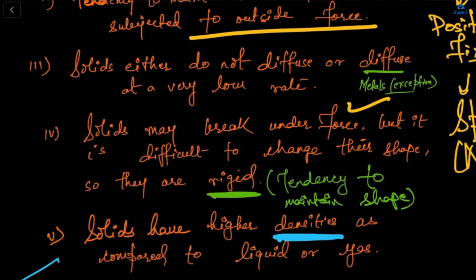Now next point is solids may break under force, but it is very difficult to change their shape, as they are rigid. Now, what's the meaning of rigid? Rigid means tendency to maintain shape. They are very rigid. Rigid मतलब वो जो कि अपने shape से change ना हो. जैसे if this is a pencil and I'm pressing it, the pencil is not changing shape. This is as it is. It may break if you apply some kind of force on this pencil, but it doesn't have the tendency to change its shape. Why? Because this is rigid. Rigid means the tendency which maintains a shape and a fixed volume.